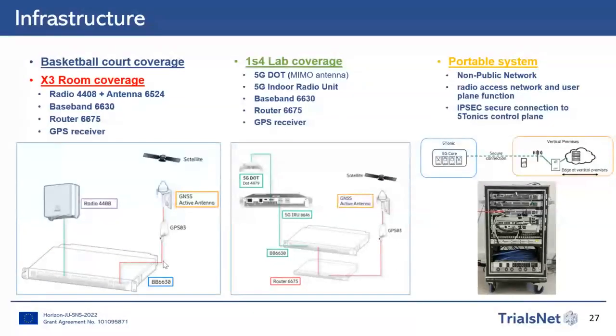This is for what concerns the architecture of the different covered areas. The same architecture is shared by the outdoor basketball court and the indoor X3 room, with a radio and antenna, a baseband, and a router and GPS receiver. For the lab coverage, which is indoor, the antennas are MIMO antennas, and there is a 5G indoor radio unit, while the baseband, router, and GPS devices are the same.